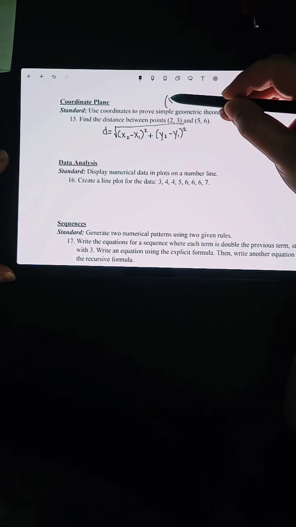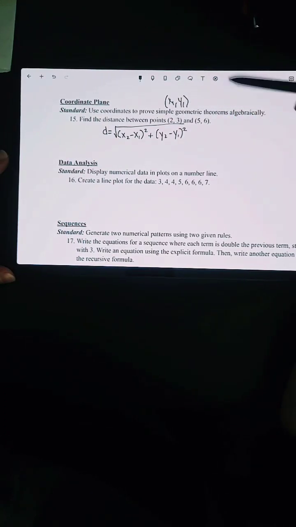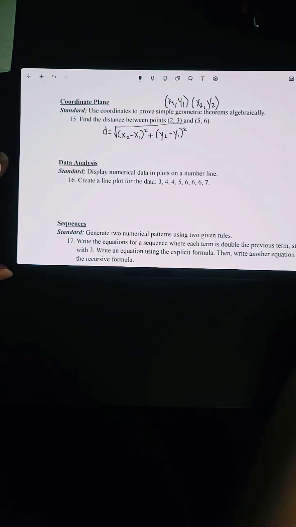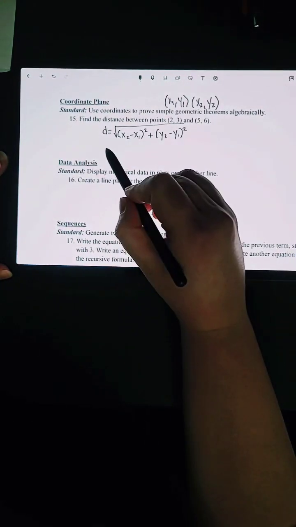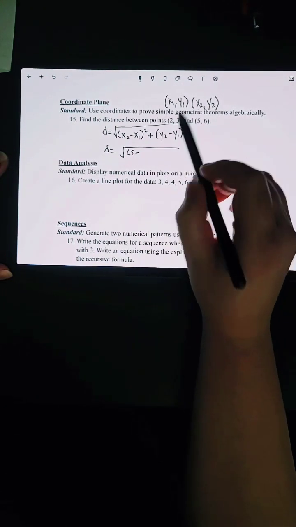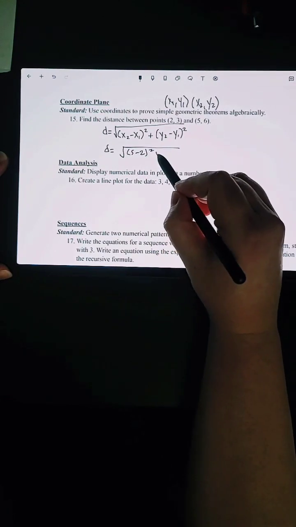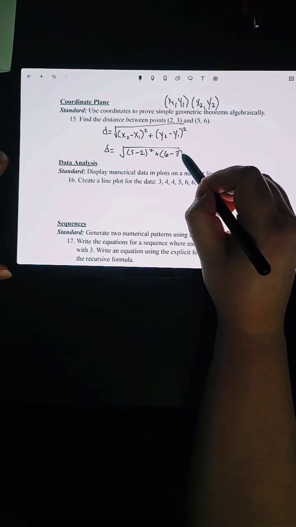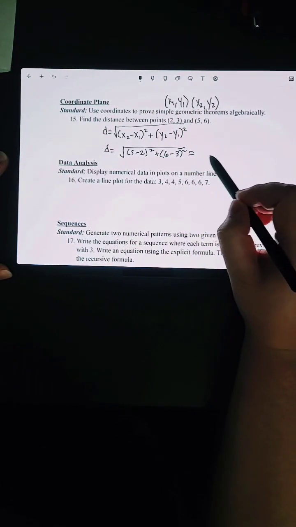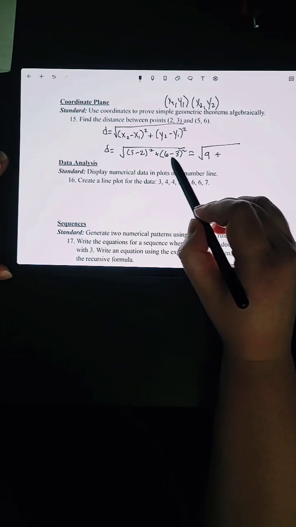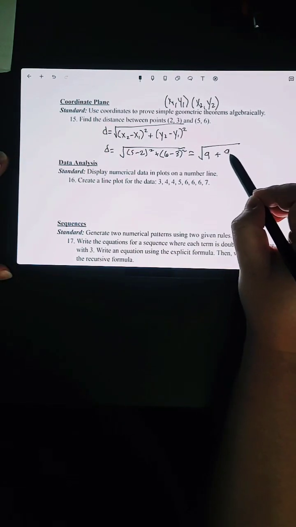So I'm going to label this as x1, y1 right here, and then I'm going to label this one as x2, y2, but again, you could have flip-flopped it as long as the 1's go together and the 2's go together for the same point. So now I'm going to plug it into the distance formula. x2 is 5, x1 is 2, so I have 5 minus 2 squared, plus y2 is 6 minus y1, which is 3, squared, and all that's under the square root. So 5 minus 2 is 3, and 3 squared is 9. 6 minus 3 is 3, and 3 squared is 9 as well.